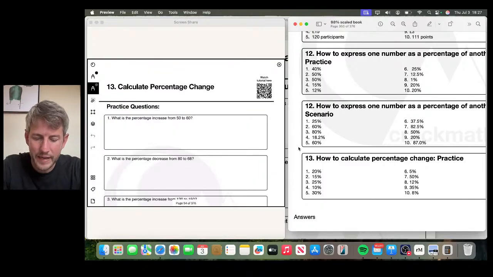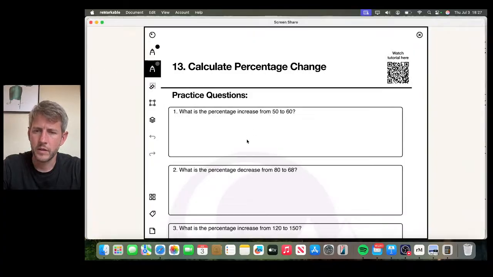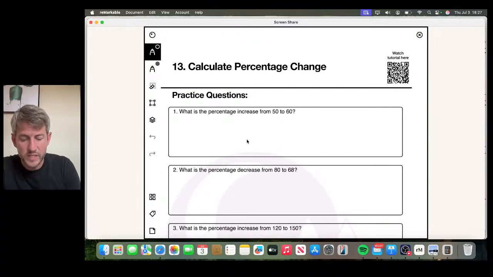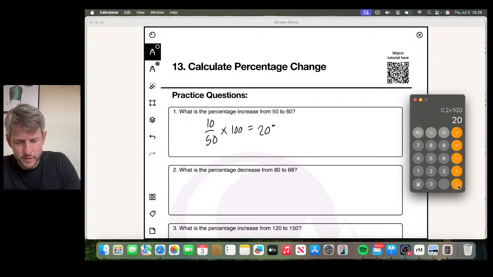So here we go, calculating percentage change. Let's enlarge this. Okay, so what is the percentage change? What is the percentage increase from 50 to 60? Okay, so it's increased 10 from the original amount of the 50. Then we times that by 100. So 10 divided by 50 times 100. 20%.